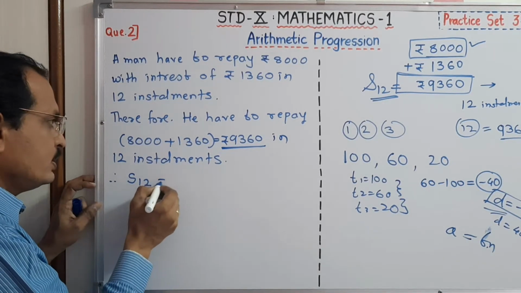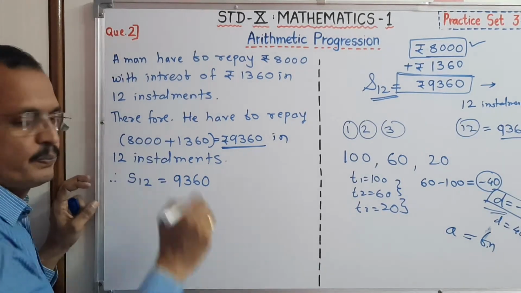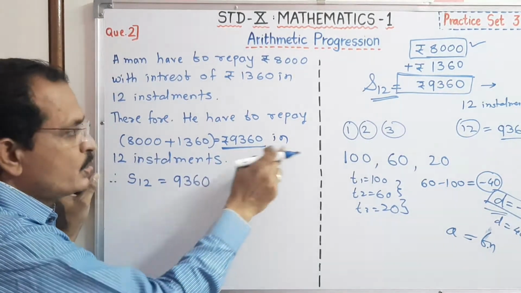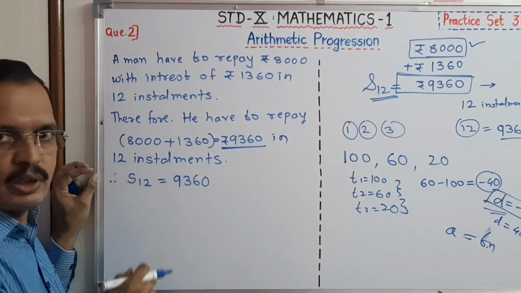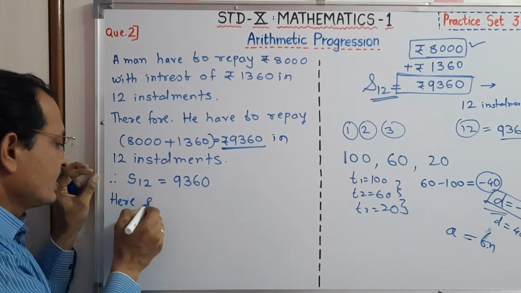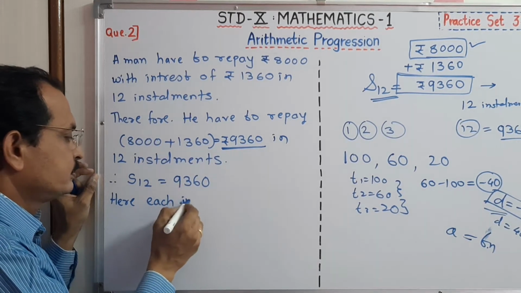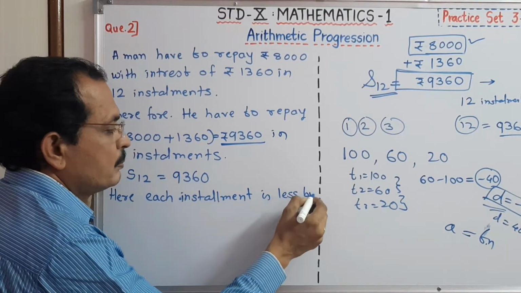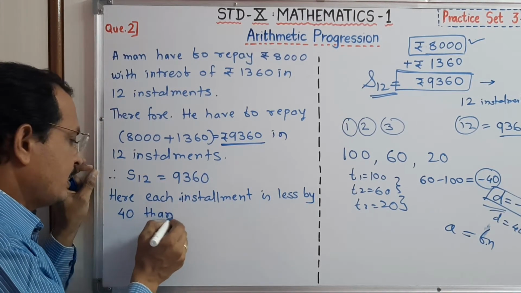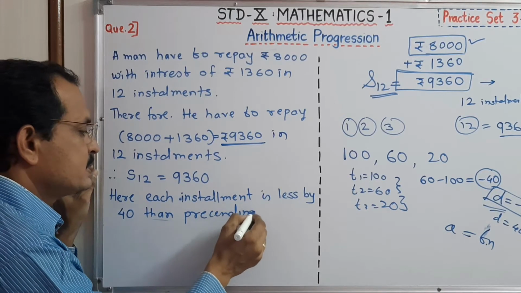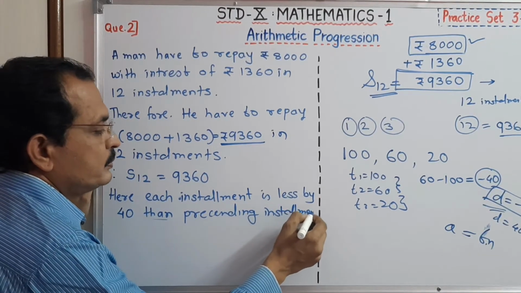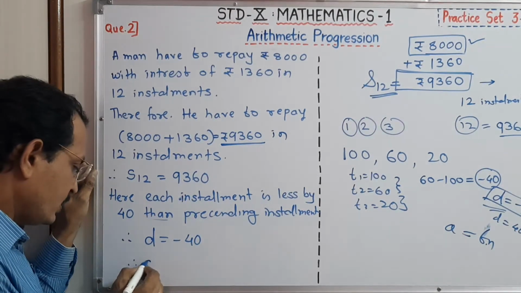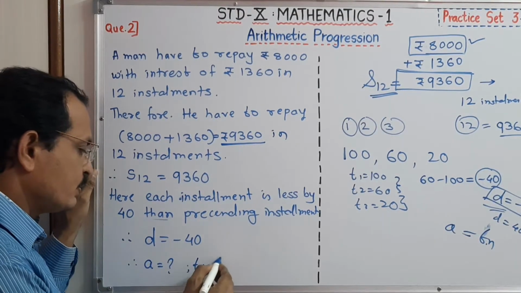Therefore, S12 is equal to 9360. I think everyone understood this. He has to repay the total amount 9360 in 12 installments. Therefore, Sn is equal to 9360. Here, each installment is less by 40 than the preceding installment. Therefore, d is equal to minus 40. And we have to find out a is equal to what and Tn is equal to how much.